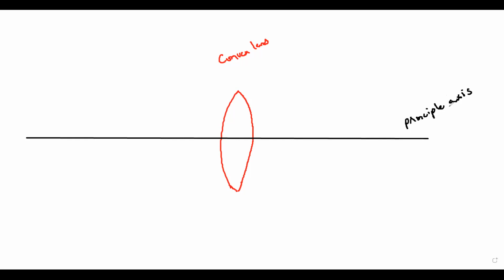axis. Axis means line and principal means base. So you can say baseline or principal line. The imaginary line which is passing through the center of the lens is known as principal axis. The center of the lens, this point, is known as optical center. So the center of the lens refers to the optical center.